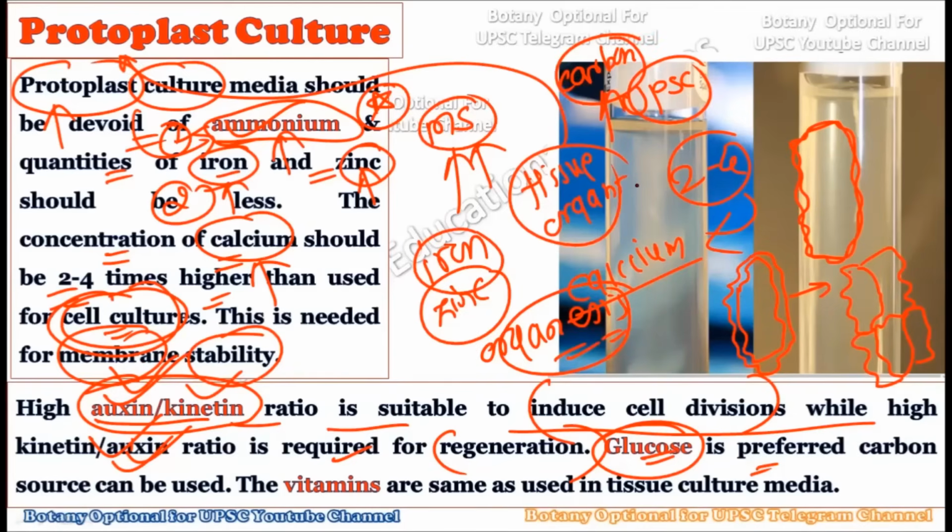Whatever carbon source is required for the normal growth and development of these protoplast cultures, glucose is the preferred type of carbon source. So always in the media we put glucose as a carbon source for the plant. Now, the vitamins are the same as those used in tissue culture media. There is no change in the vitamins. Vitamins used for cell or tissue culture can similarly be used for protoplast culture. So, you have understood the differences between the media of cell and tissue culture and that of protoplast culture, right?